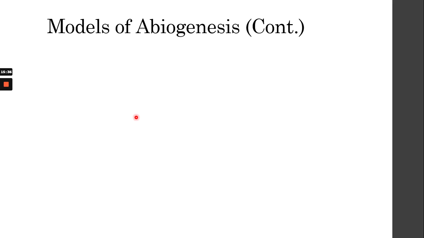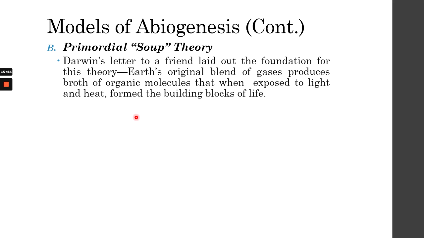The next model of abiogenesis, I hope you guys are already familiar with, is the primordial soup theory. The primordial soup theory actually started from Darwin's letter to a friend. In Darwin's letter, he said that he believed that the Earth's original blend of gases produced a broth of organic molecules that, when exposed to light and heat, form the building blocks of life. He stated that in his letter. Of course, it's paraphrased, it's not specifically stated this way.